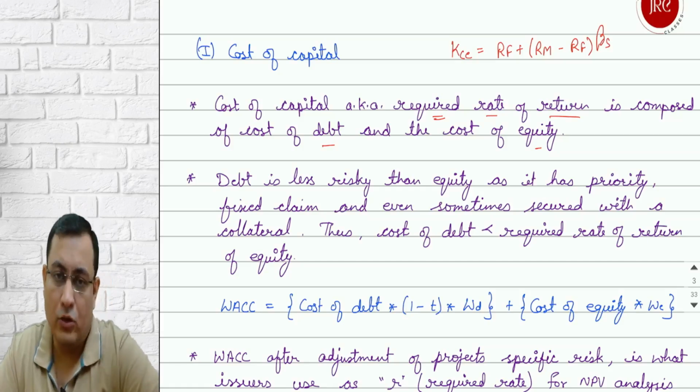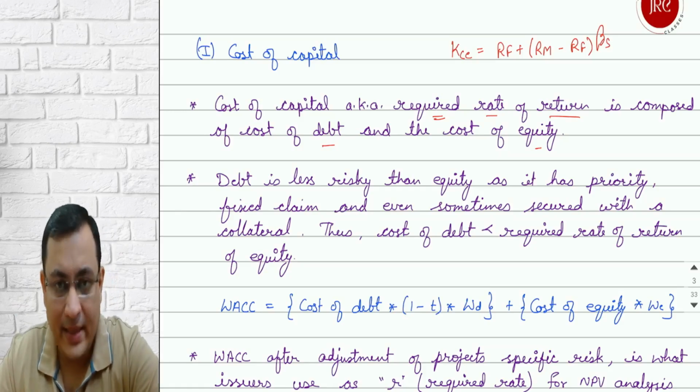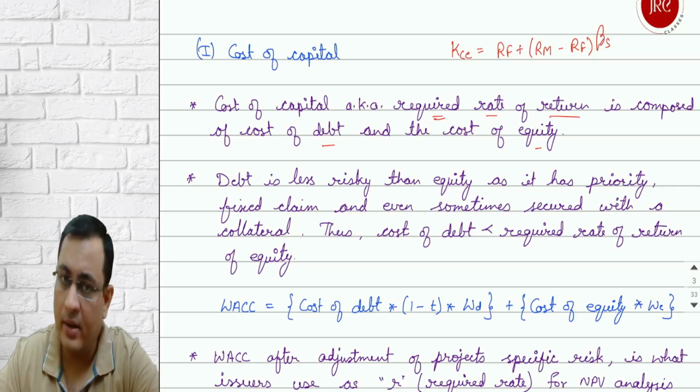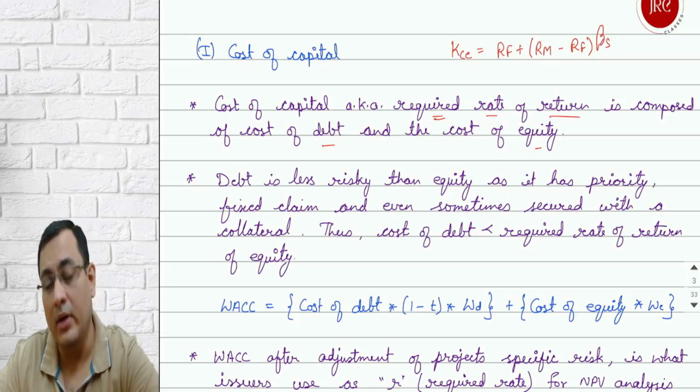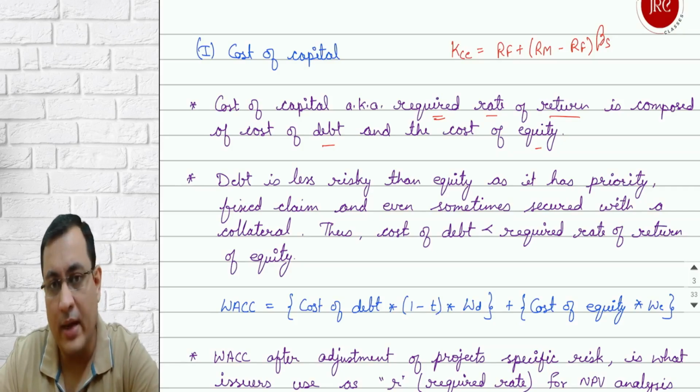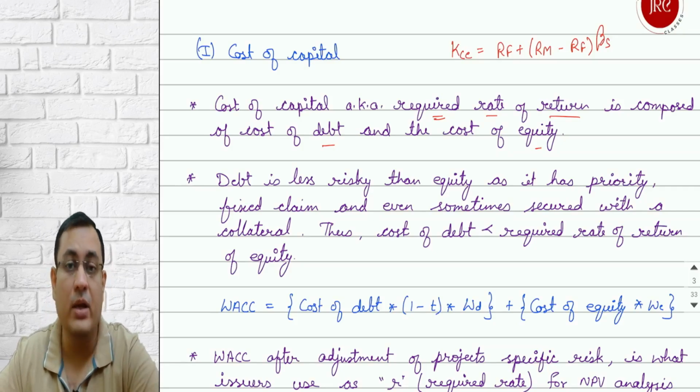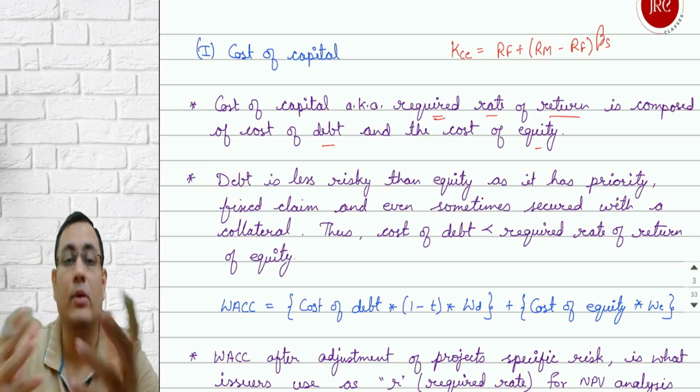Next, of course, we understand that debt is less risky because debt holders have a priority claim on current income, as well as at the time of winding up or liquidation of the company. That's why their risk will be lower. Debt investors' risk will be lower, so they will be expecting less than the equity shareholders.